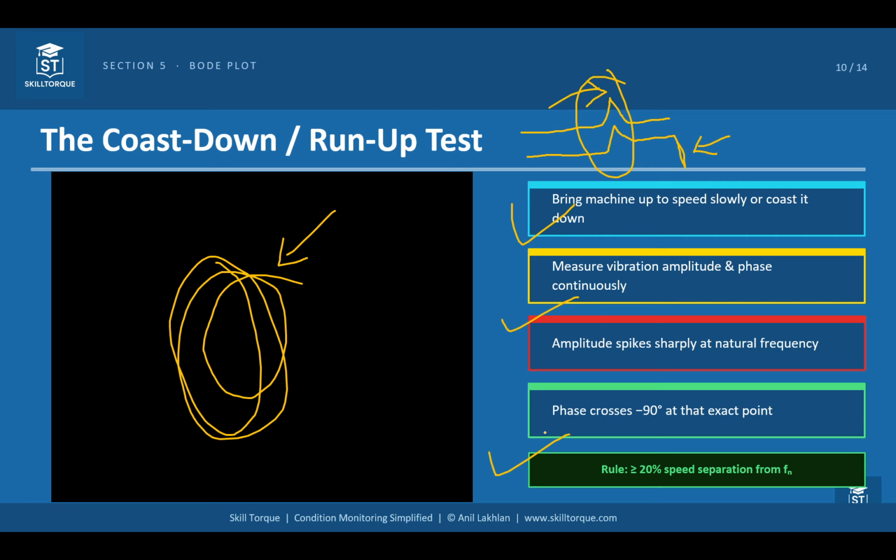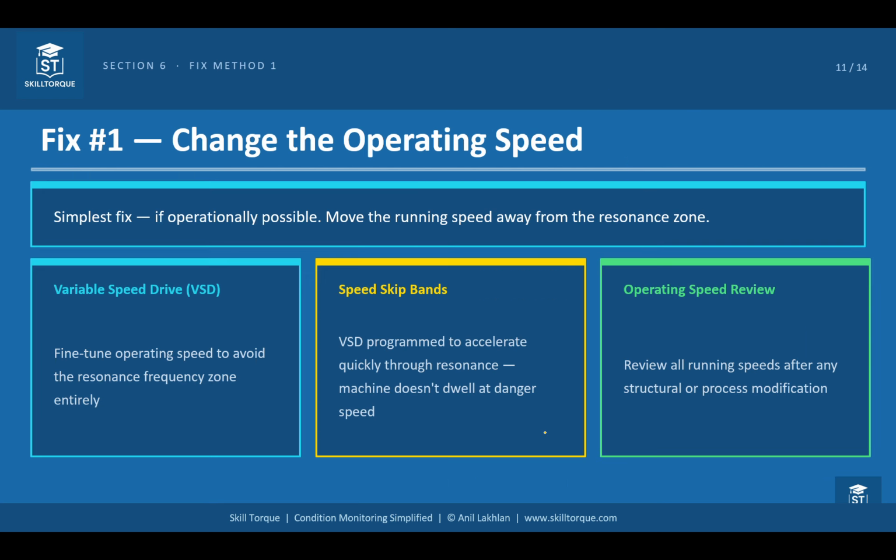So since we have now confirmed how to identify the resonance, now what? There are three main approaches that a maintenance engineer should consider, right? And the right one depends on your specific machine and the situation, so you can select based on that. So we'll be discussing three methods.